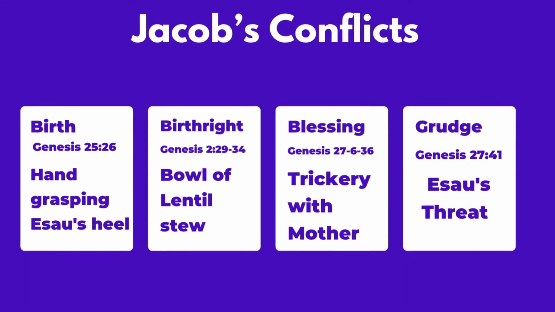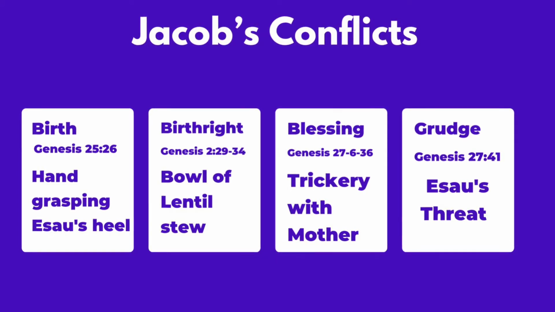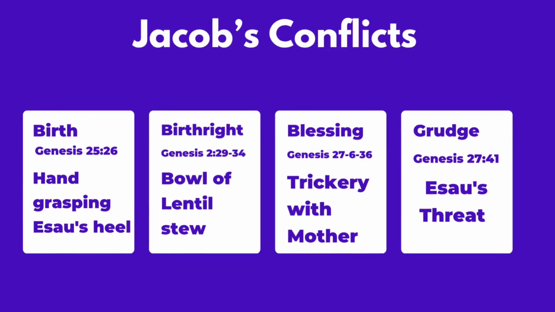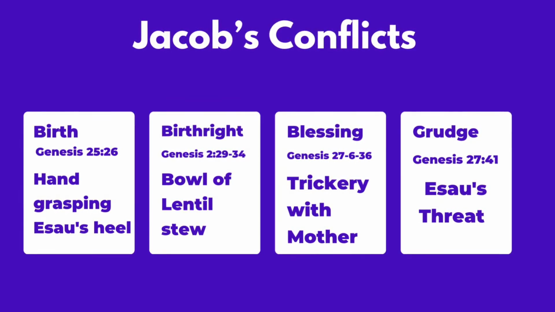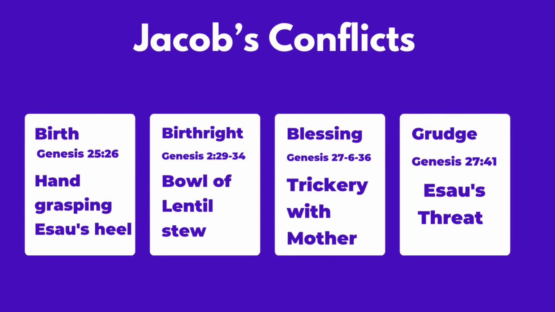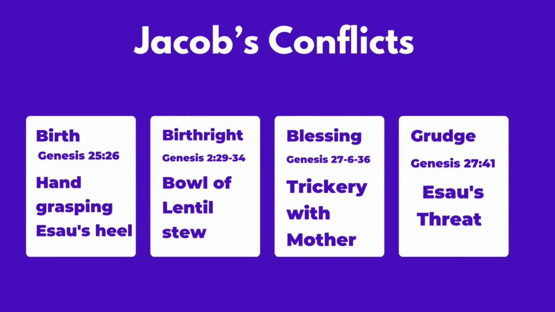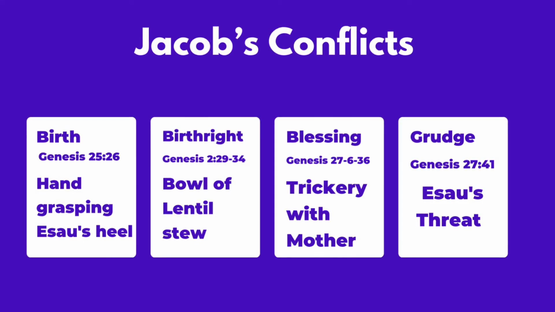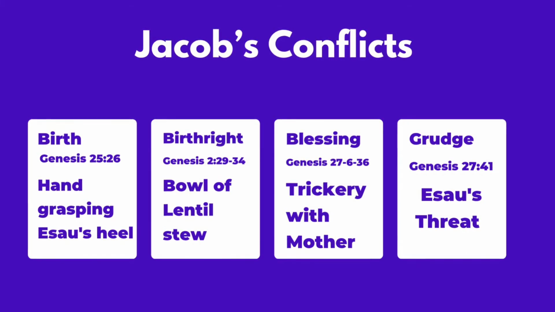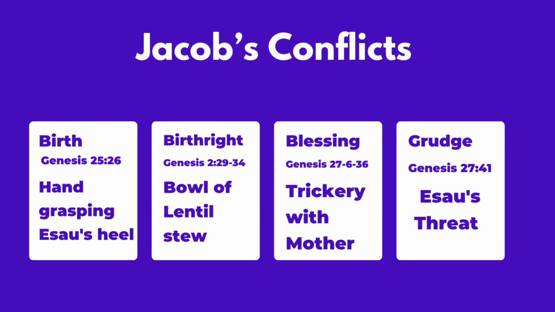Jacob's conflicts. The twins jostled with each other within Rebekah. Jacob came into the world grasping Esau's heel. Jacob schemed when he acquired Esau's birthright via a bowl of lentil stew. Later, Jacob, along with his mother Rebekah, tricked his father into giving Jacob the blessing set aside for Esau, the firstborn. Jacob's scheming destroyed his relationship with his brother Esau, who held a grudge and threatened to kill Jacob.